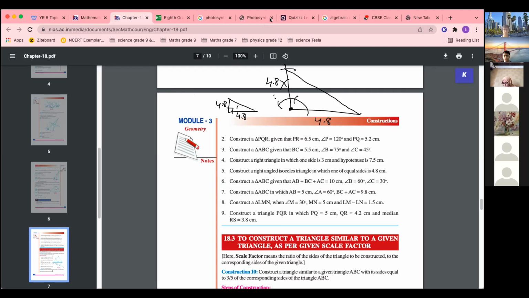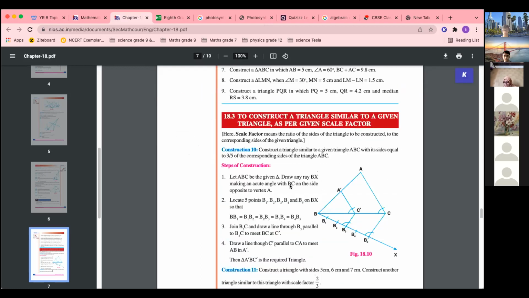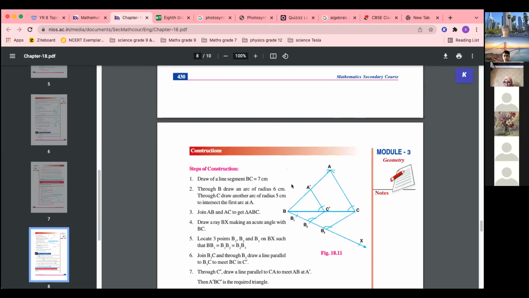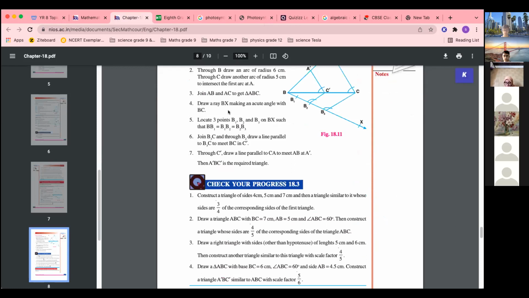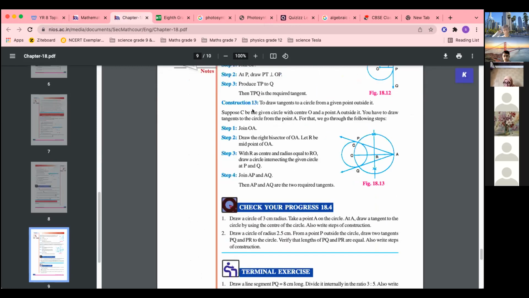Now 6, 7, 8, 9. Time is there. I'll show you how to make it when perimeter is given. Tomorrow we have it. This is the last exercise. 4 exercises. There is a circle one also. Okay. Let me explain this.